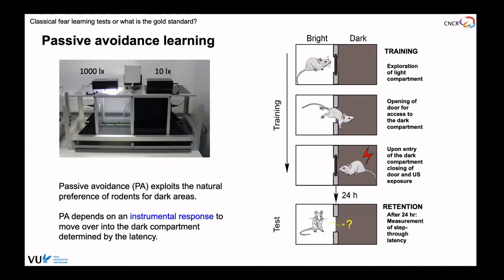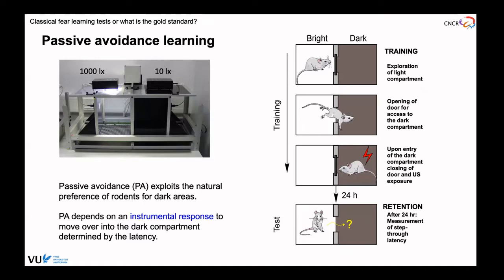Another issue: when I moved to Sweden and worked with Vöikar, I was more engaged with a passive avoidance task. What I will show later on is a hybrid of fear conditioning and passive avoidance, because passive avoidance learning has been, of course, the original form of fear assessment. It's an instrumental response. And to be honest, in my hands, contextual fear conditioning and passive avoidance have led to the same consequences.